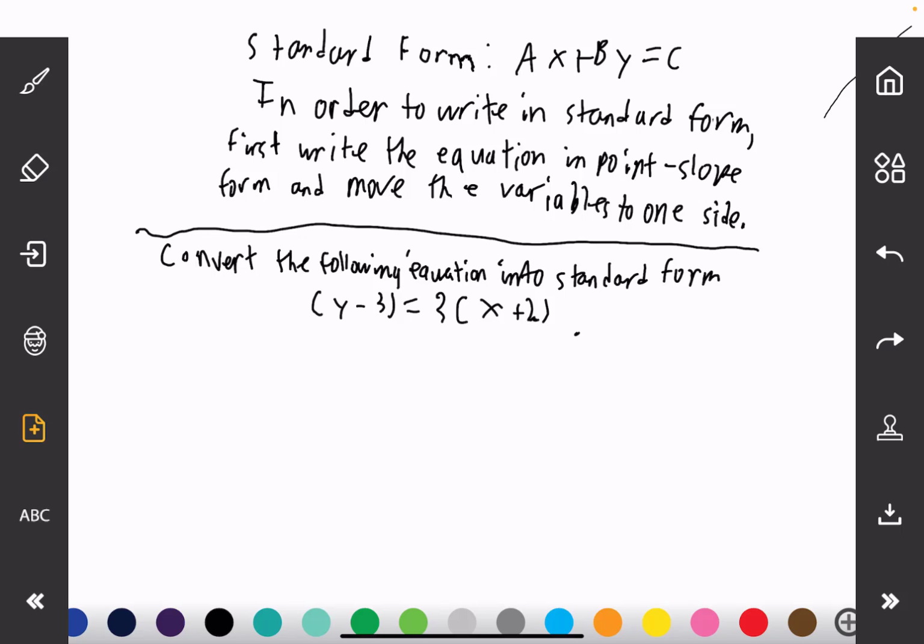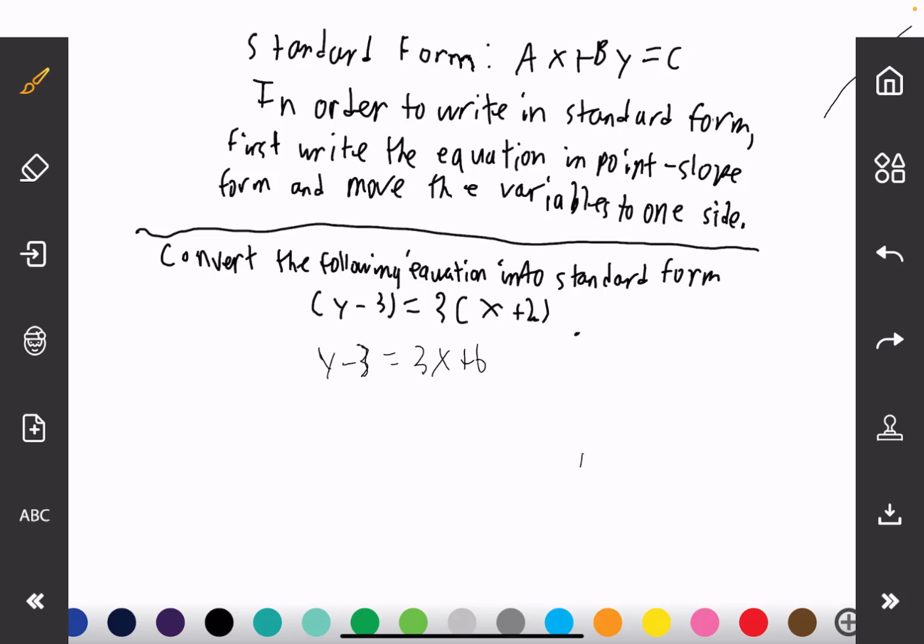So we need to convert the following equation into standard form: y minus 3 equals 3 times x plus 2. So first, on the right side, let's use the distributive property. So we'll write y minus 3 equals 3x plus 6. So that's just using the distributive property.